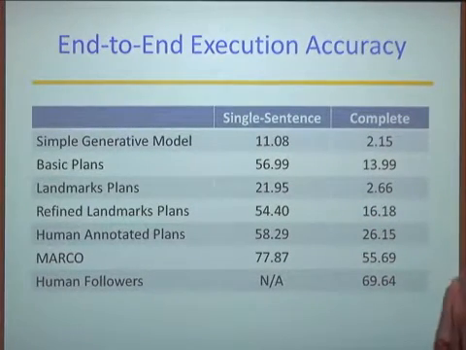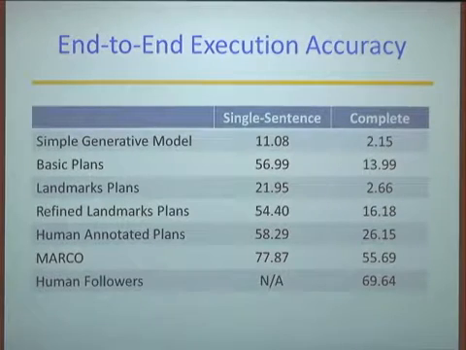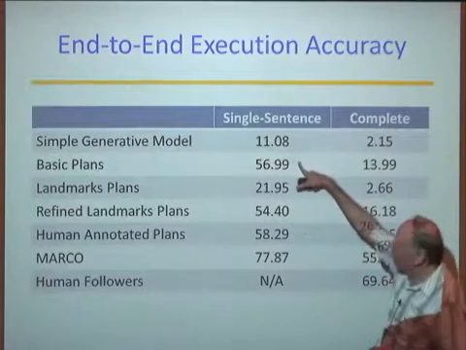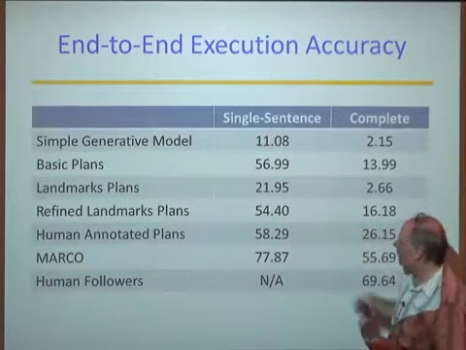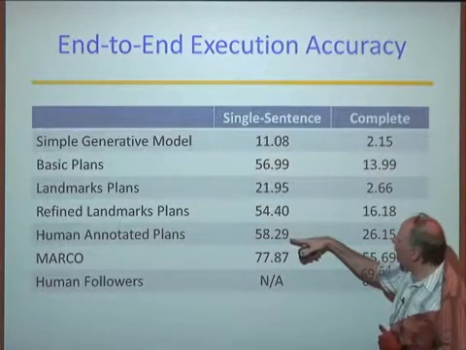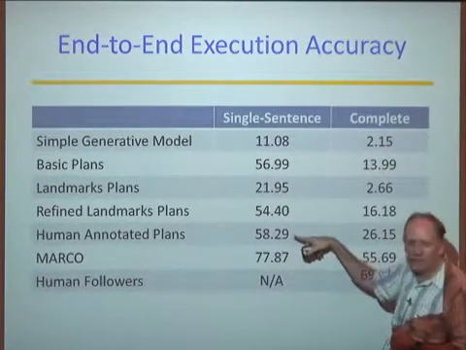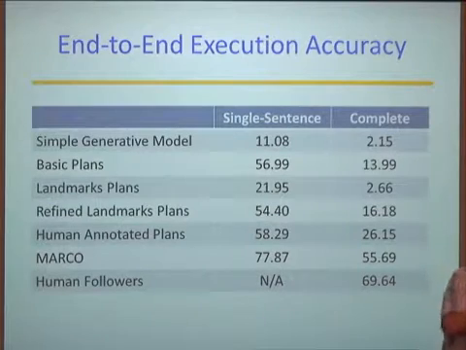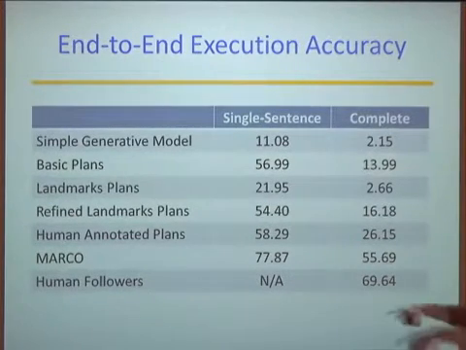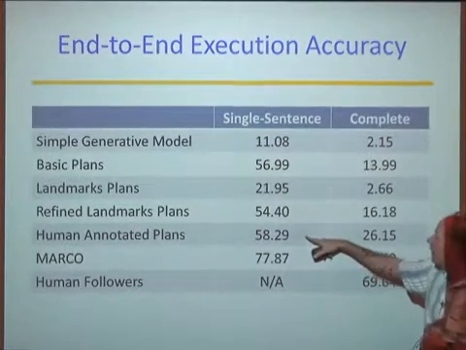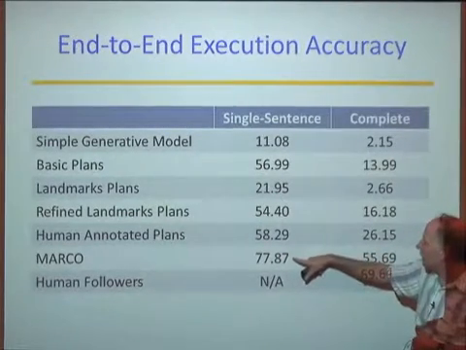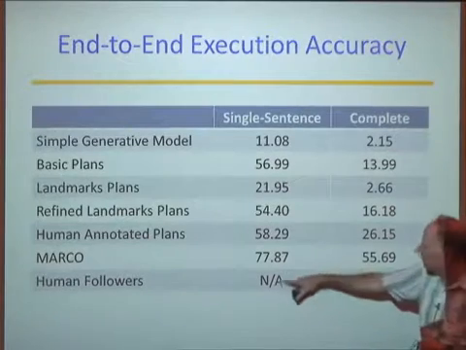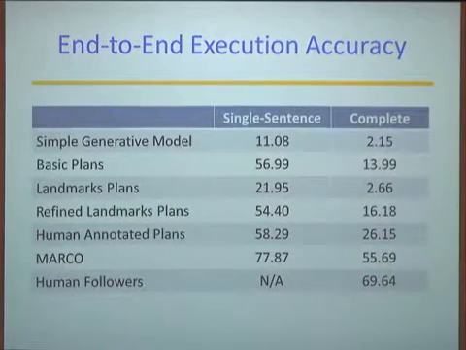If we put in our lexicon learner and refine the plans before we produce the gold standard that goes into the training of the supervised parser, then we actually don't even do as well as the basic plans for a single sentence, which is a little bit disappointing. If you train the system on human annotated plans, so this is giving the supervised parser gold standard annotated data, it only gets about 58%. Marco, because it was overfit to this data, is about 77, and the human followers were never judged on their ability to follow a single sentence.